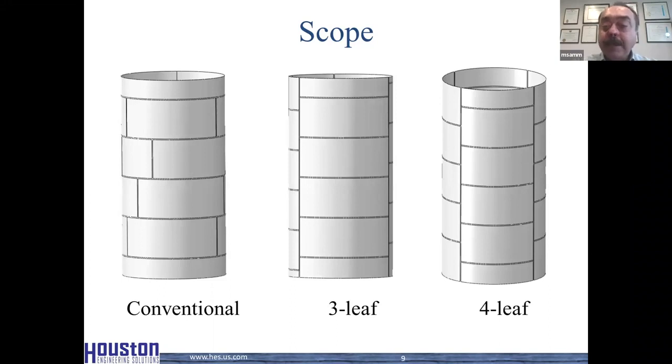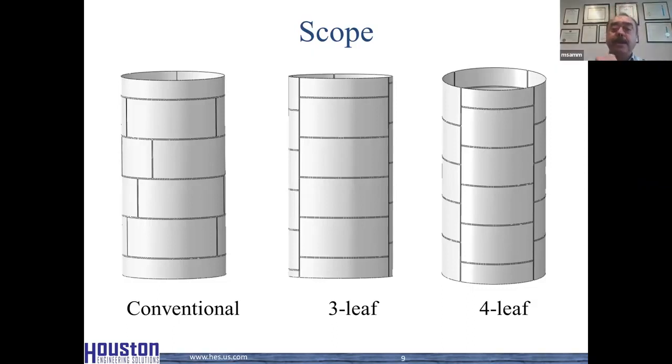The one on the right side, of course, is the four-leaf design, and because it's four-leaf, the staggering goes 50% of the distance between two circumferential weld segments. The three-leaf design, we stagger it, but using one-third of the distance between two circ welds. So we go one-third on the adjacent leaf, and then another one-third on the leaf after that. These are the three designs that we are evaluating.